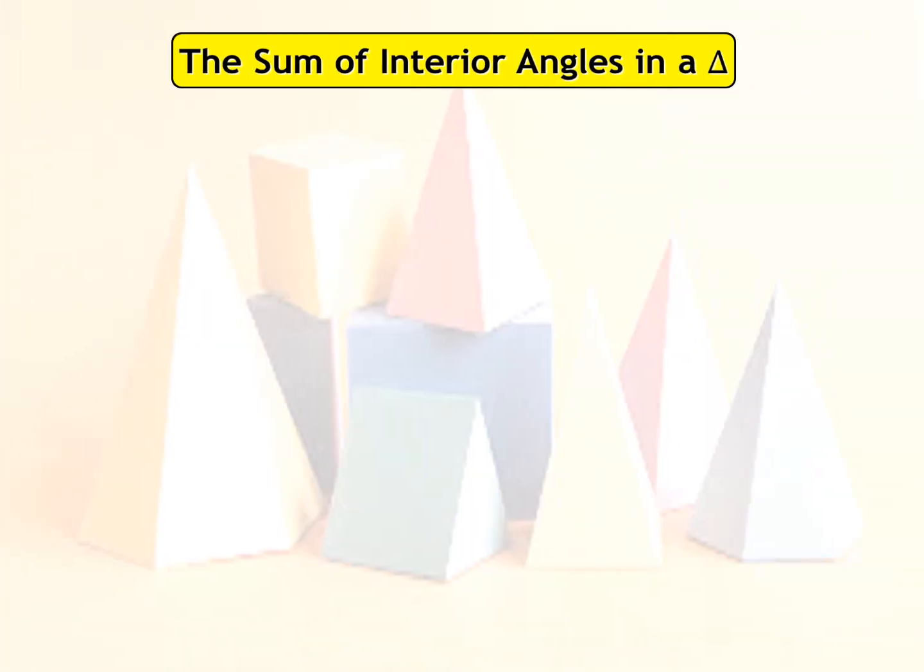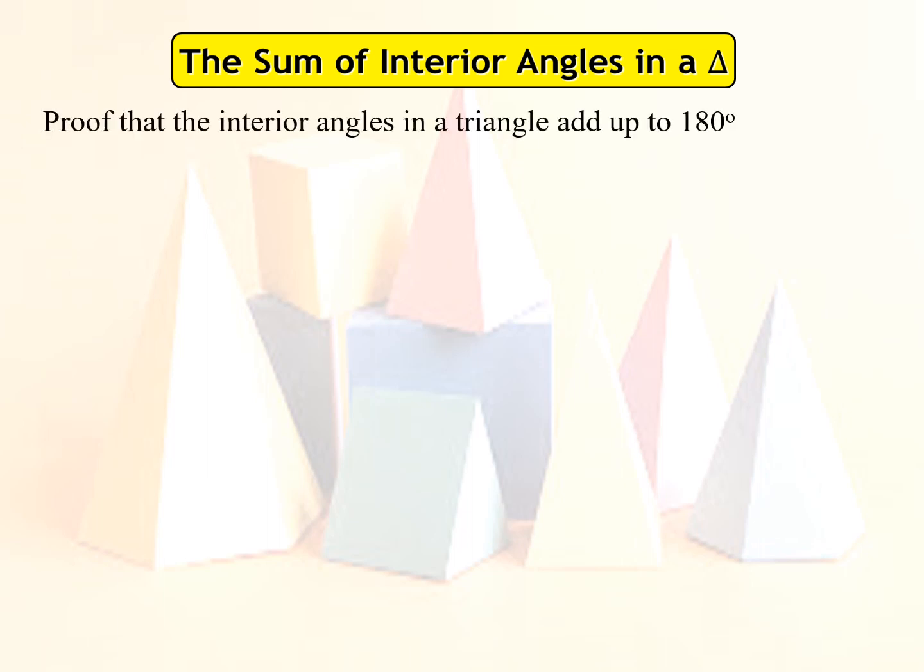Now let us have the sum of interior angles in a triangle. Interior means inside, okay? So we are going to have the sum of the angles inside a triangle. Let us prove that the interior angles in a triangle add up to 180 degrees. So using the figure, we have angle A, angle B, and the shaded blue, which is angle C.